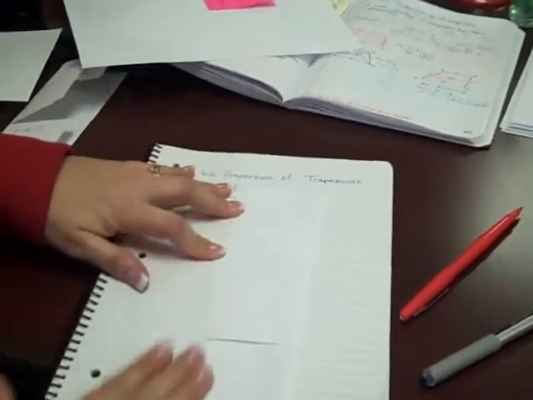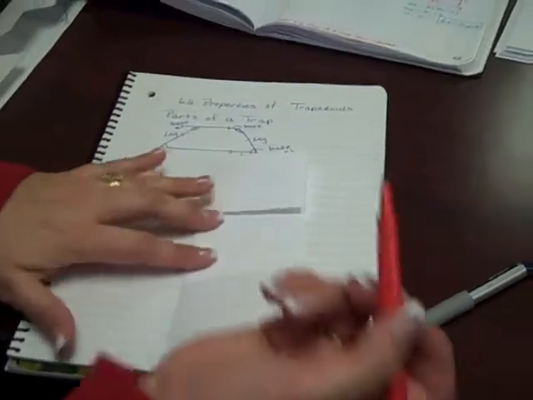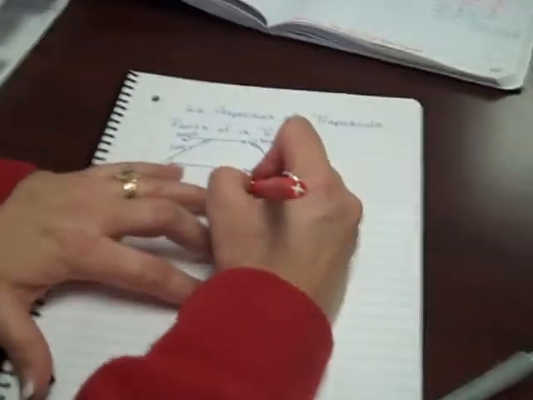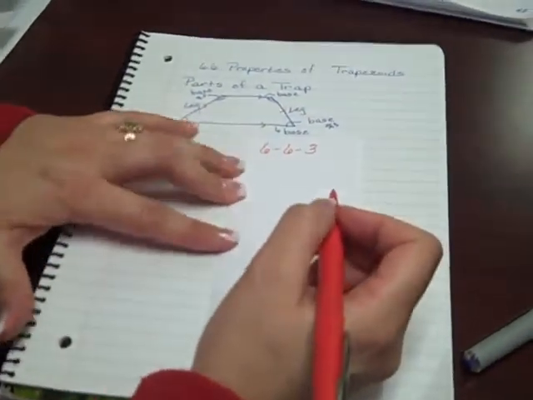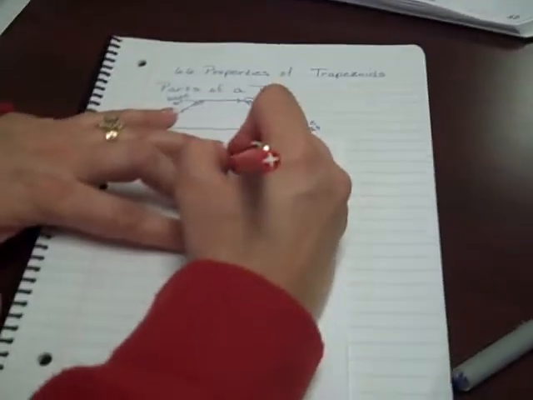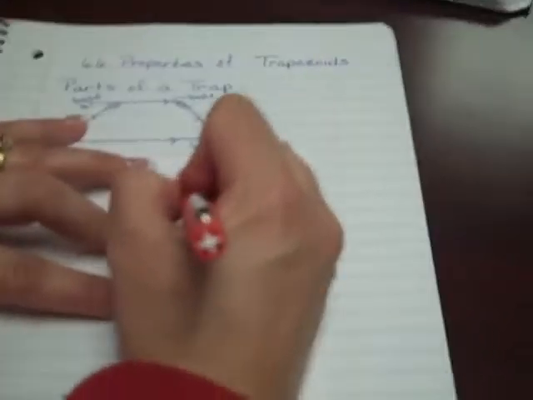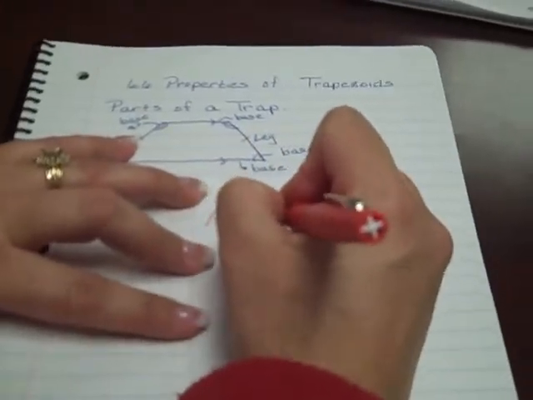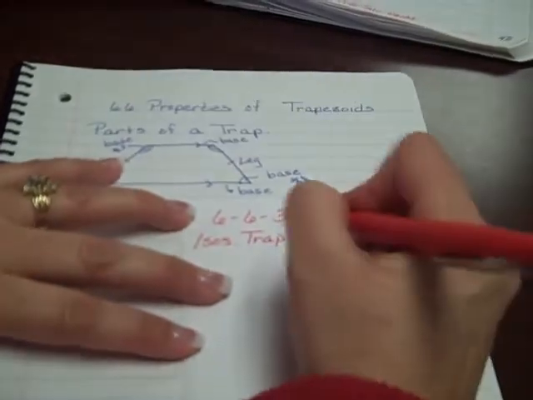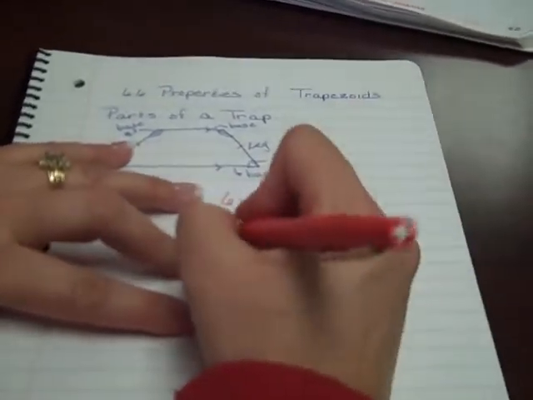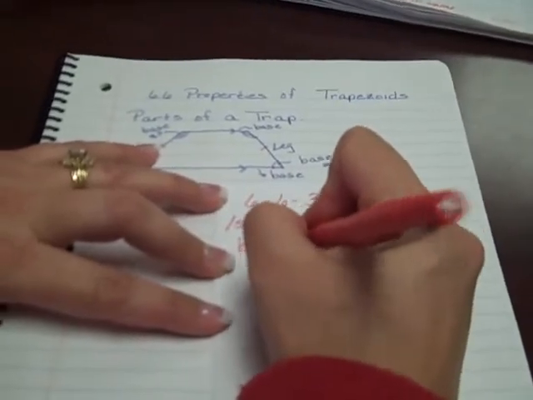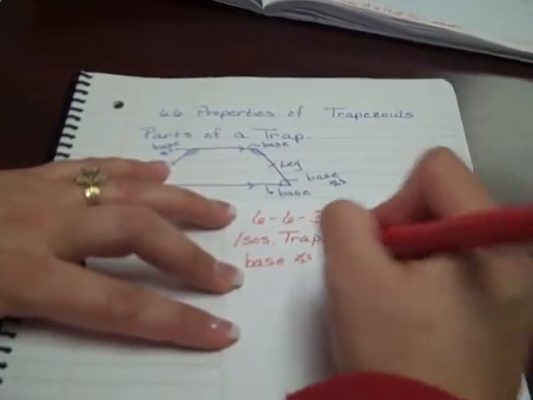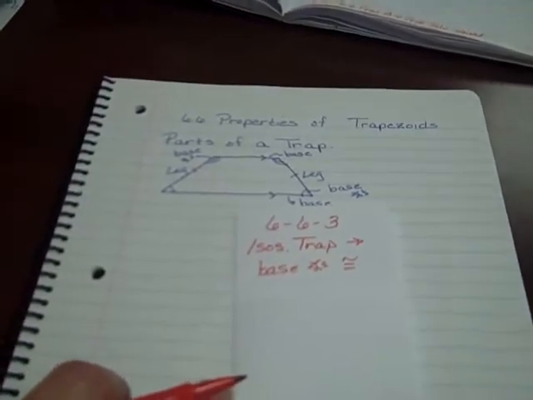Okay, so let's talk about what we're going to write on here. On the front one, we're going to do theorem 6-6-3 to start with. This is the theorem that says if you have an isosceles trapezoid, then you know that the base angles are congruent. So that goes on the top of that one.